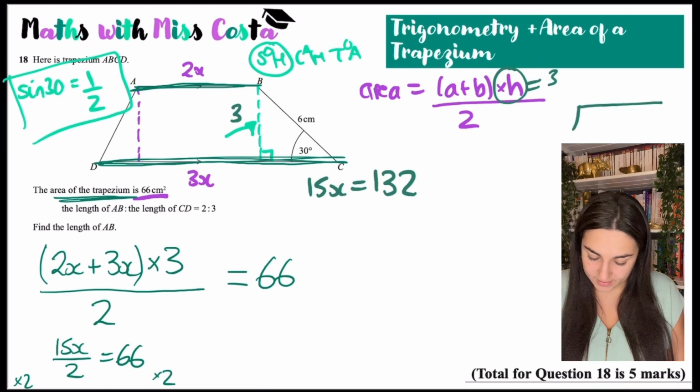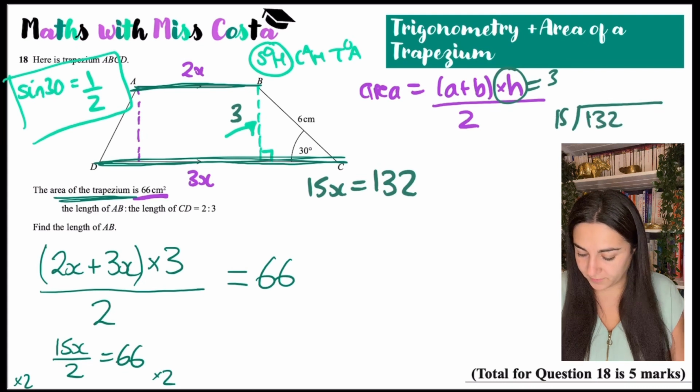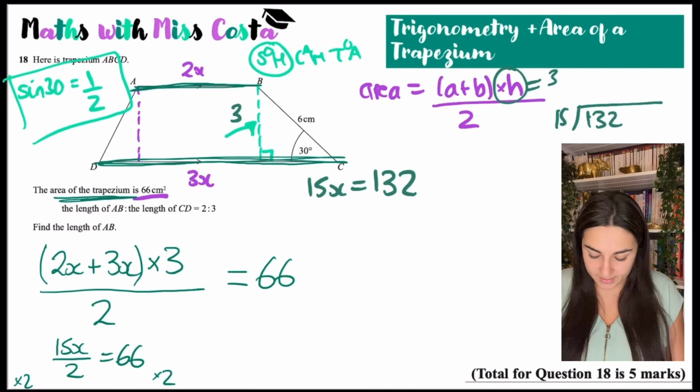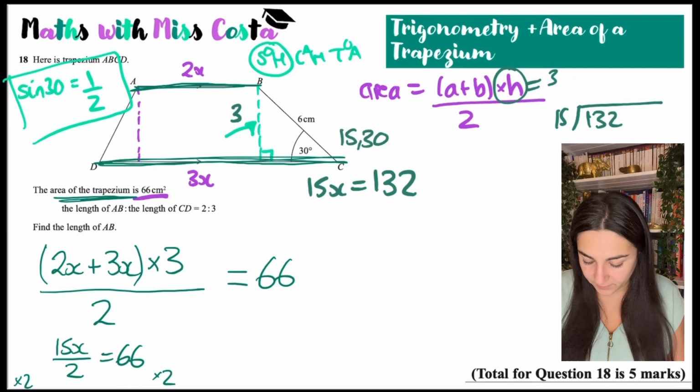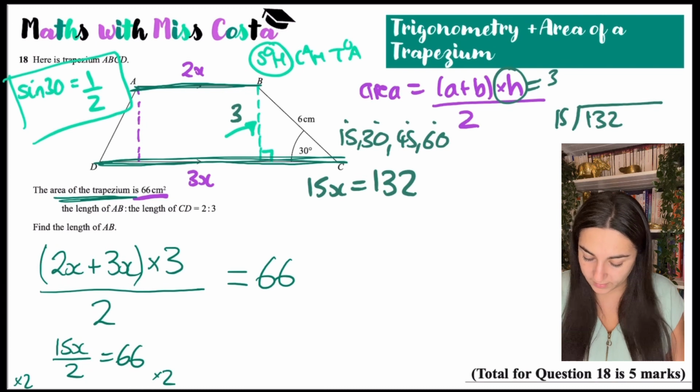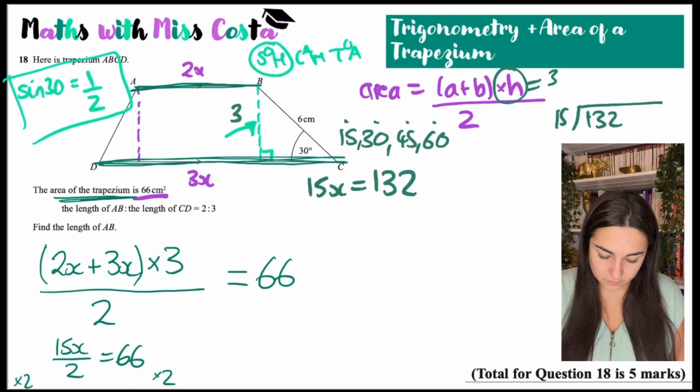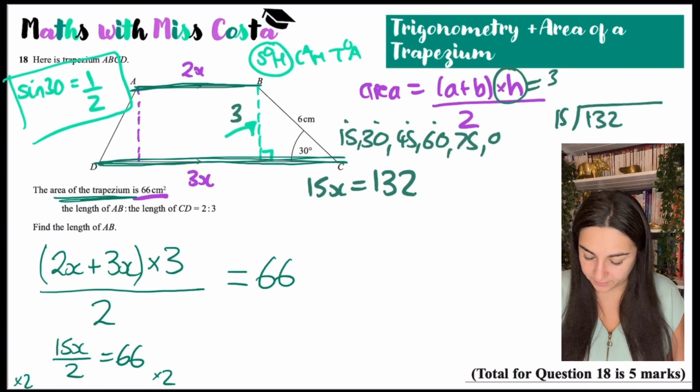So is that what I'm going to do? Yeah, 132 divided by 15. There's no point of doing this, so let's just do our 15 times tables. We've got 15, 30, 45, 60. So 1, 2, 3, 4. 75, 90, 105, 120, 135.